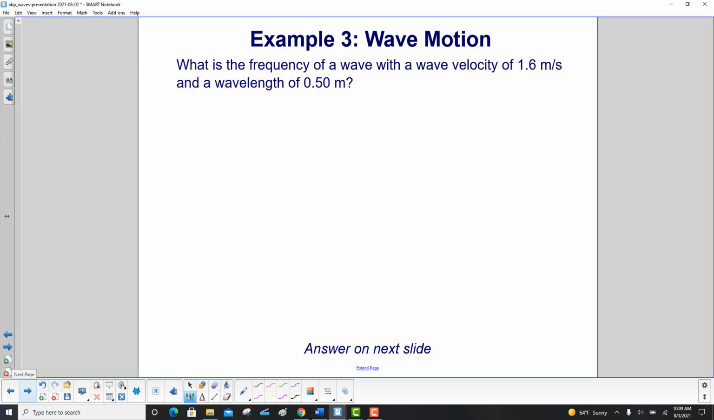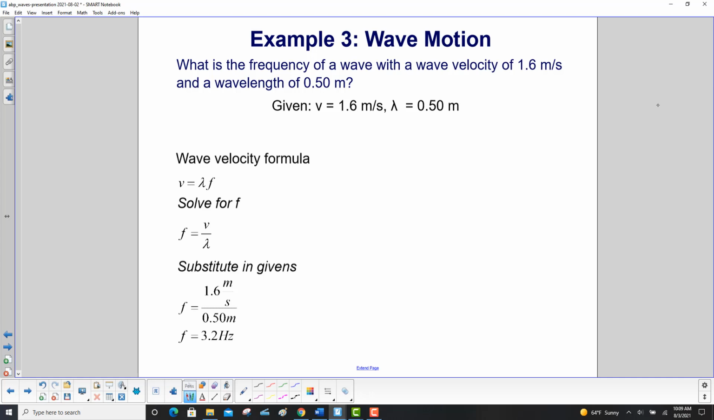What is the frequency of a wave with a wave velocity of 1.6 meters per second and a wavelength of 0.50 meters? The givens are up here. And we know to use the wave velocity formula, but first we have to solve for frequency because that's what we're looking to get. Don't just plug the givens in and do some division then.